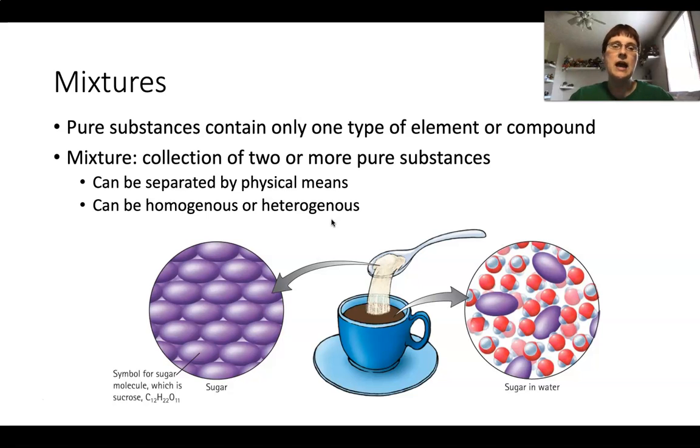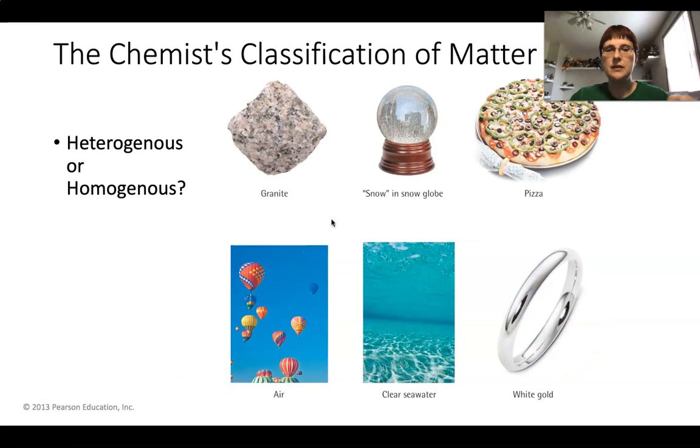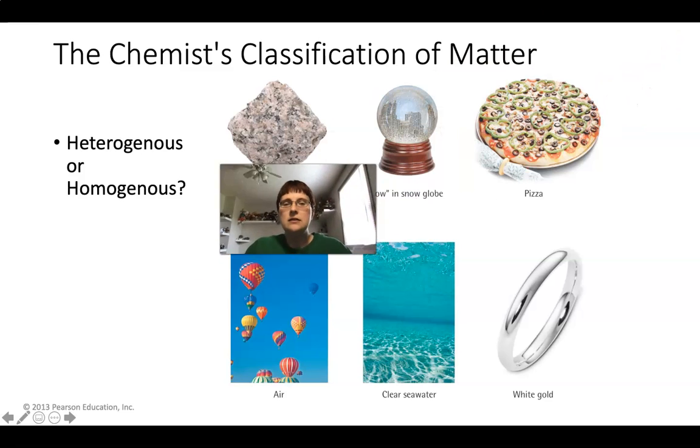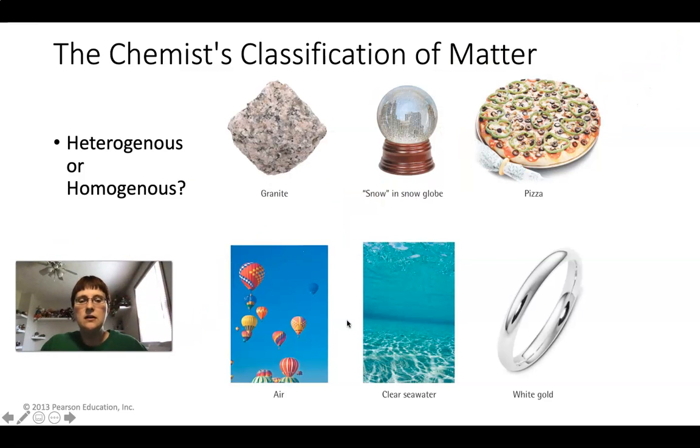So we're going to take a look at what this means with some examples. Here we've got some different types of matter. You can see we've got granite, snow in a snow globe, pizza, seawater, clear seawater, white gold, and air. And so the question is, which of these is a heterogeneous mixture and which is a homogeneous mixture? Because they are all mixtures.